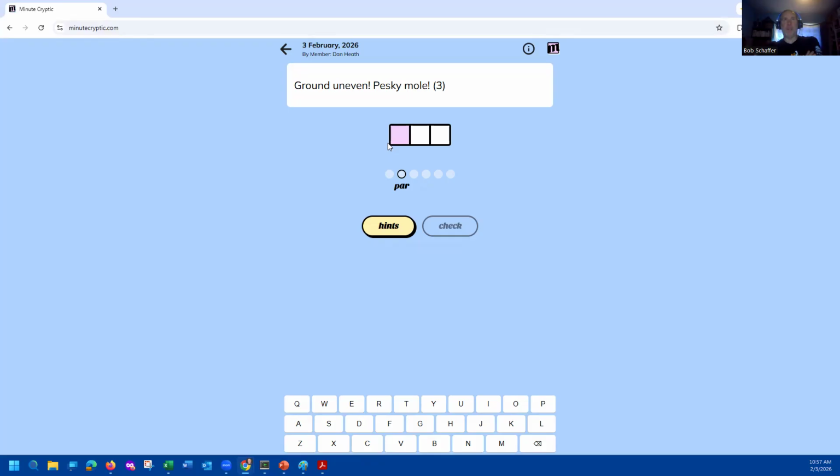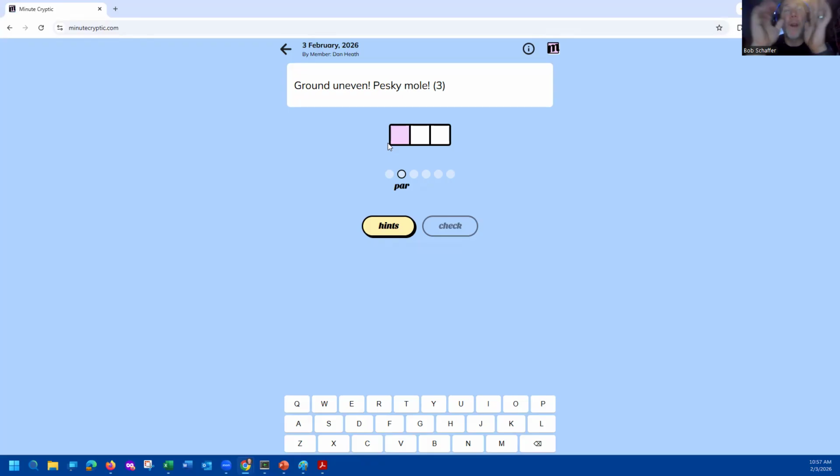If I were to click on hints and take the indicator hint, what would light up here? There's only four words, right? Mole is not an indicator. There's nothing I see with mole. Ground, uneven, pesky could be. There's only three words that could be. I think it could be one of them or two of them. I don't think it could be all three because then there'd be no fodder. So let's just take it one by one.